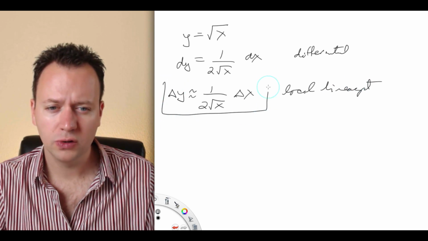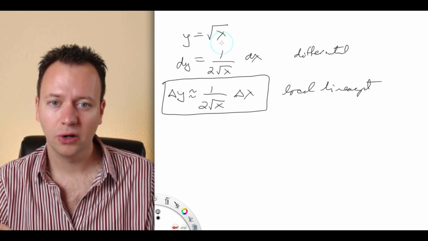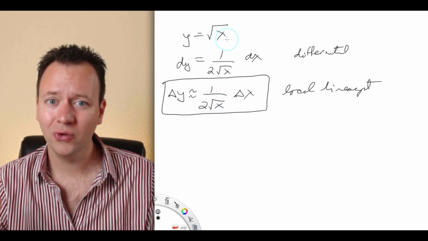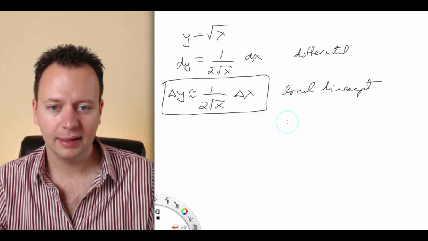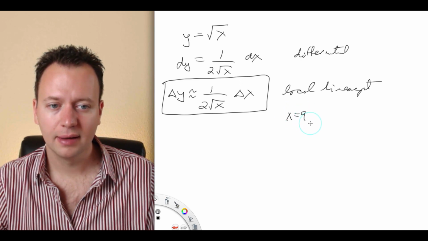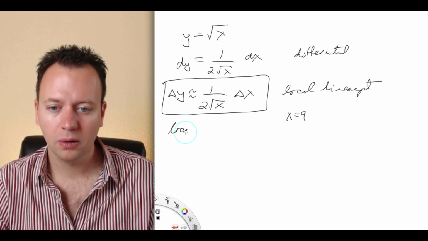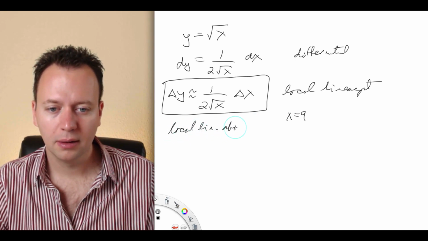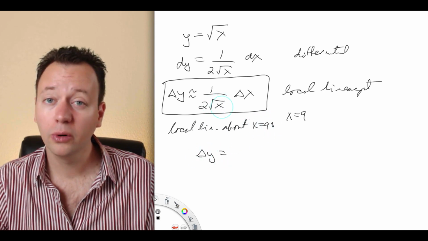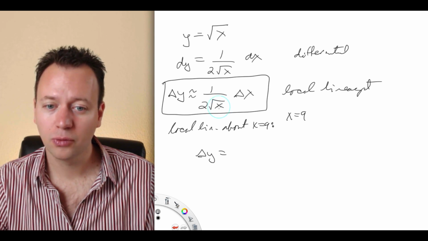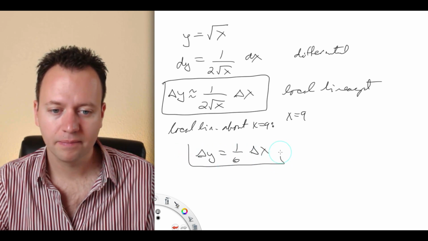So let's see how we can use this. Suppose we have a fixed point. Let's do 9, since I know the square root of 9. Let's look at the local linearization about x equals 9. The square root of 9 is 3, so it's going to be given by delta y approximately equals 1 over 2 times 3, which is 1 over 6, times delta x.